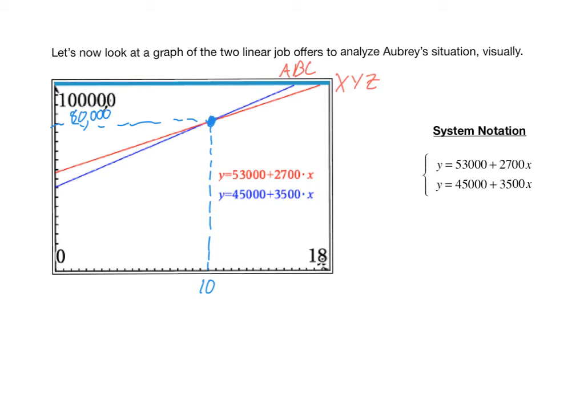So notice, prior to the 10th year, the XYZ company, which is the red line, she's making more money. But then after 10 years, the blue line is higher, meaning she'd make more money with the ABC company after 10 years. This point at which they are the same is what we call the solution to the system of linear equations. So this is the solution to our system. So the solution is the intersection point of the two lines.